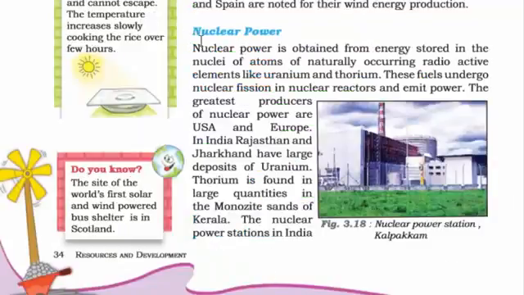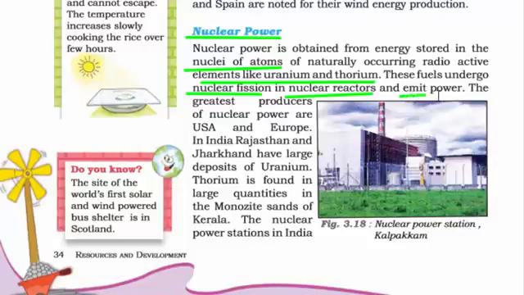And the next type of energy is nuclear power. Power is extracted from the nuclei of atoms, especially elements like uranium and thorium. So we need a nuclear reactor for that. In that we need to do nuclear fission. The meaning of nuclear fission is blasting the atoms so that it produces power. Currently, USA and Europe are the largest producers of nuclear power.